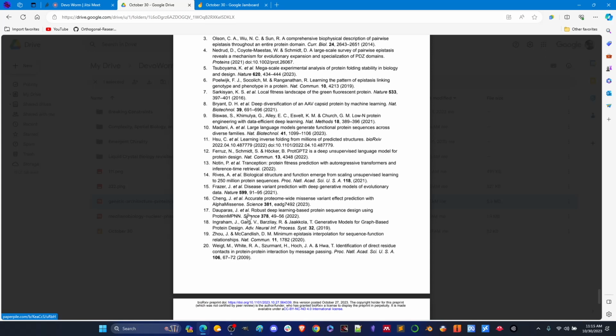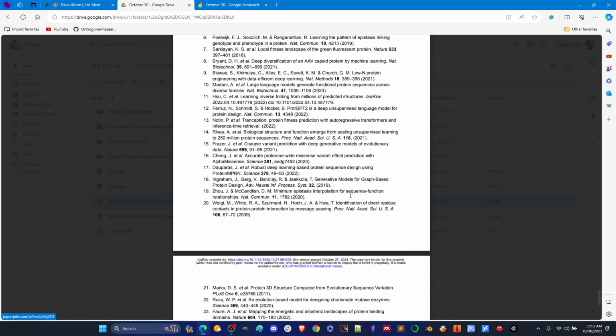We also have papers down here on robust deep learning based protein sequence design using ProteinMPNN. So this is an example of a deep learning paper on protein sequence design. This was published in Science. There are also generative models of graph-based protein design, so advances in Neural Information Processing Systems.